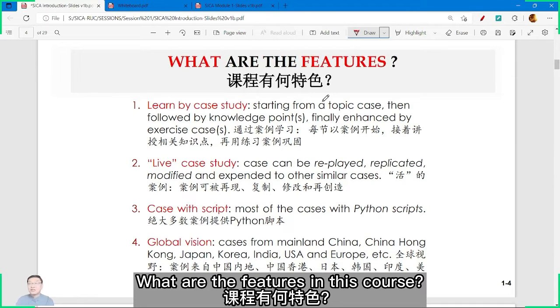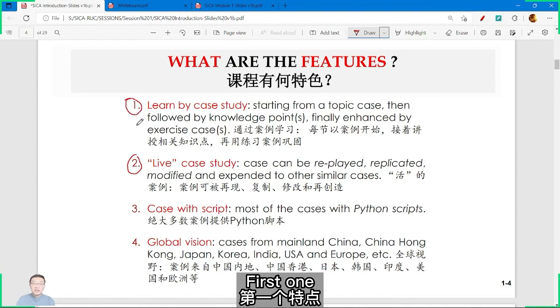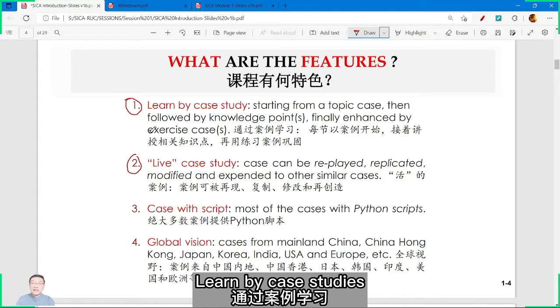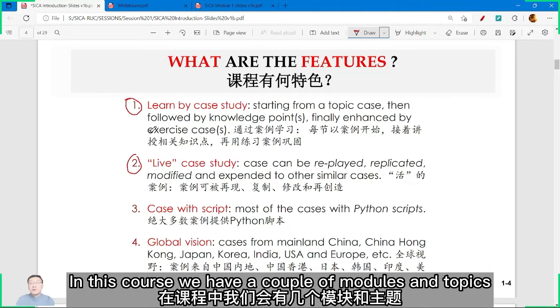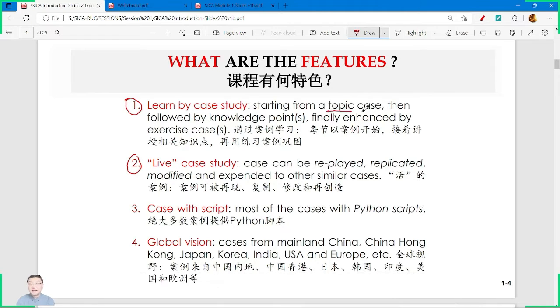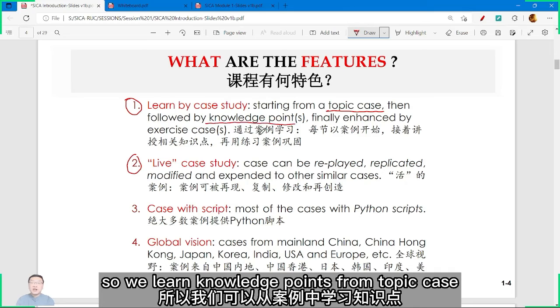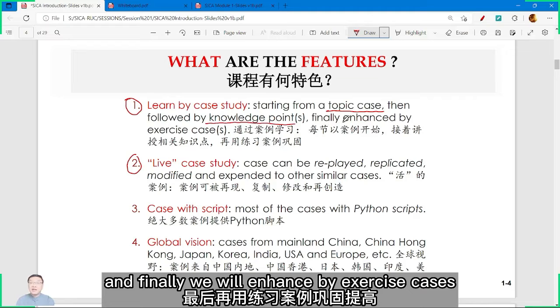What are the features in this course? So we have 4 big features in this course. First one, learn by case studies. In this course, we have a couple of modules and topics. In each topic, we will start from a topic case. Then we will follow by the knowledge points in the cases. So we learn knowledge points from topic case. And finally, we will enhance by exercise cases.